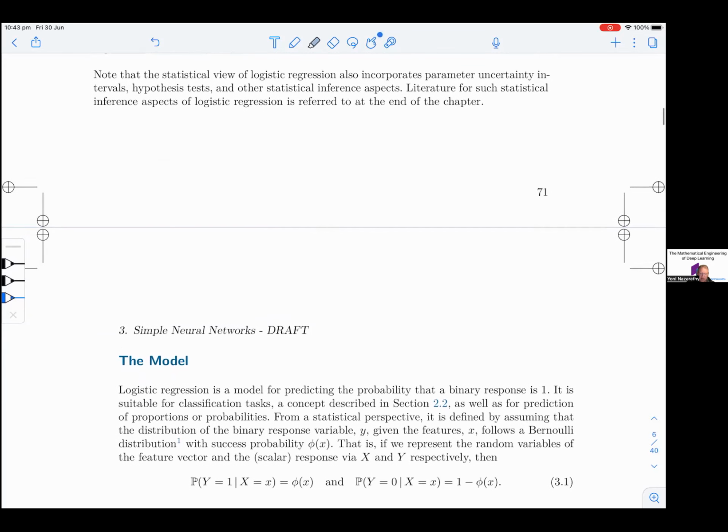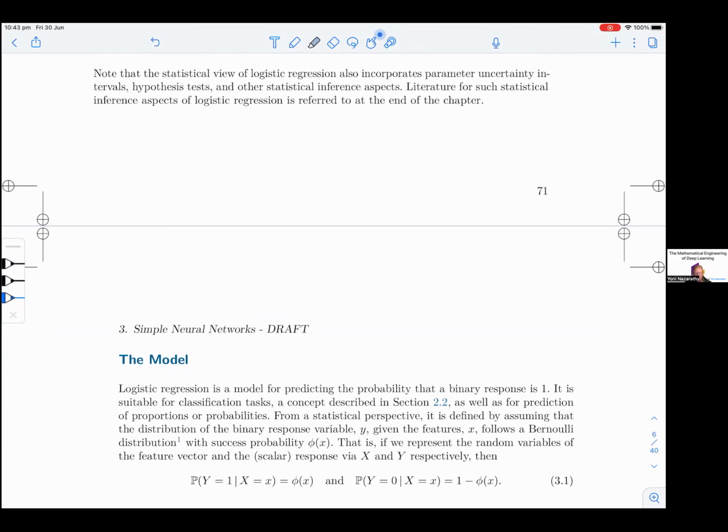Note that the statistical view of logistic regression also incorporates parameter uncertainty intervals, hypothesis tests, and other statistical inference aspects. Literature for such statistical inference aspects of logistic regression is referred to at the end of the chapter.